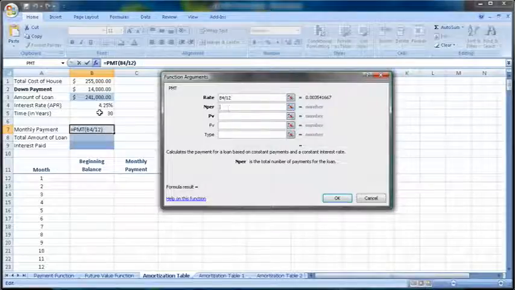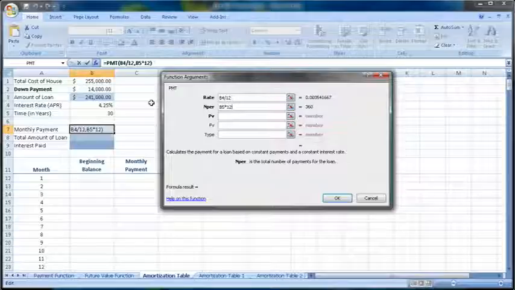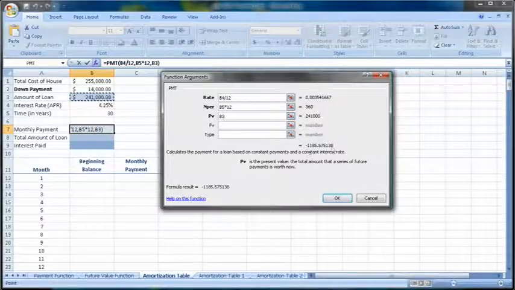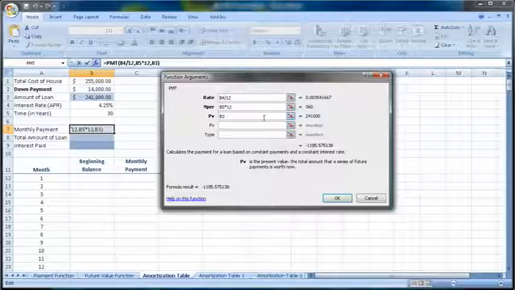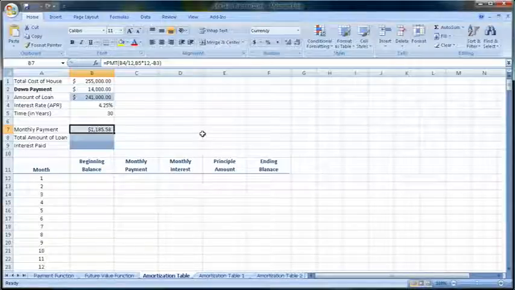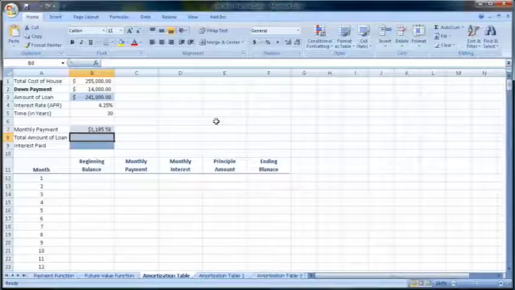Number of periods, in this case, 30 years times 12, or 360 months. My present value is how much I'm going to borrow, in this case the $241,000. Because I want a positive value to work with to do the rest of my calculations, I'll put a negative right in front of the PV. And I can see that I'm going to pay $1,185.58 a month.